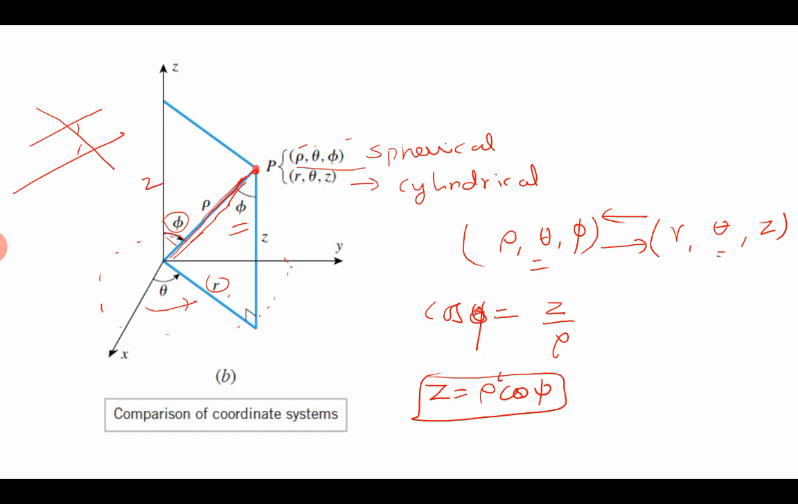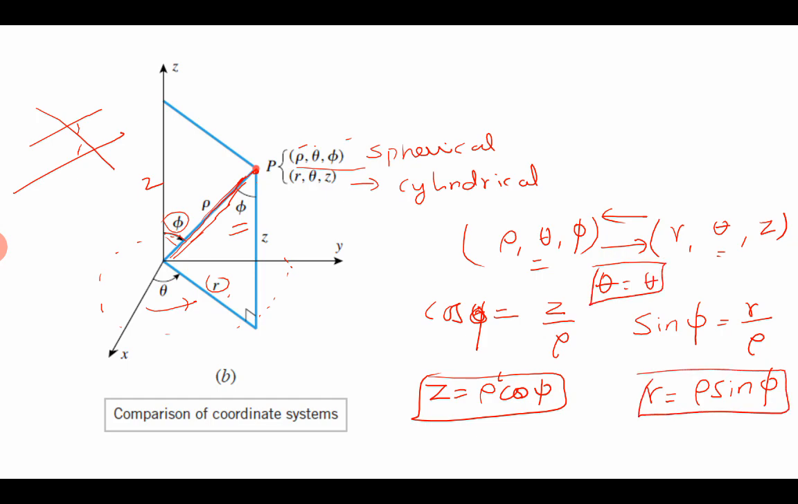Next, in a similar way, if you find sin phi, you will get r over rho, which is r equals rho sin phi, and in both cases theta is theta, isn't it? So there are three rules. Now you can find r, theta and z. So this is a conversion from spherical to cylindrical. This part has been done now. The converse part will be done right now.